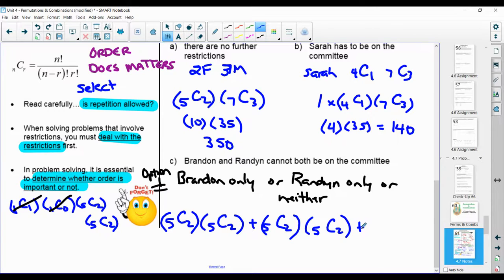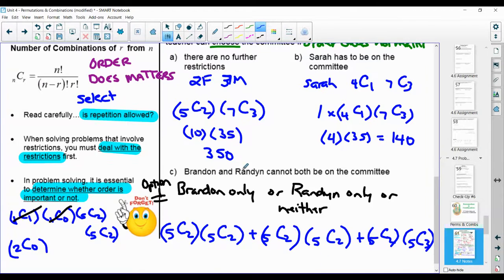Now, what if neither of them can be on the committee? Well, that's like having Brandon and Randon, and we're choosing neither of them. And so we have 5 females choose 2. That doesn't change. But we only have 5 males to choose from. But because neither Brandon or Randon can be on the committee, we need 5 choose 3.